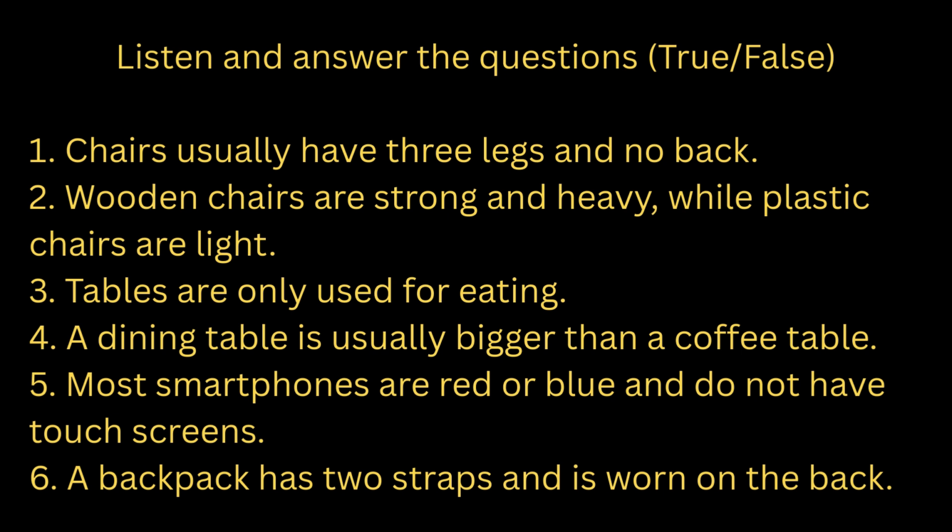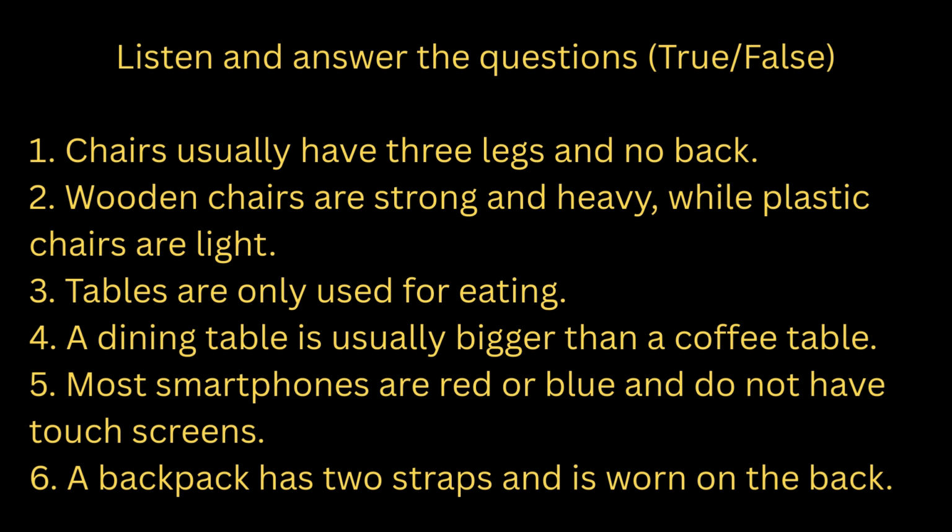Some chairs have armrests. Chairs can be made of wood, metal, or plastic. A wooden chair is strong and heavy. A plastic chair is light and easy to carry. Some chairs are soft, with cushions, and some are hard.